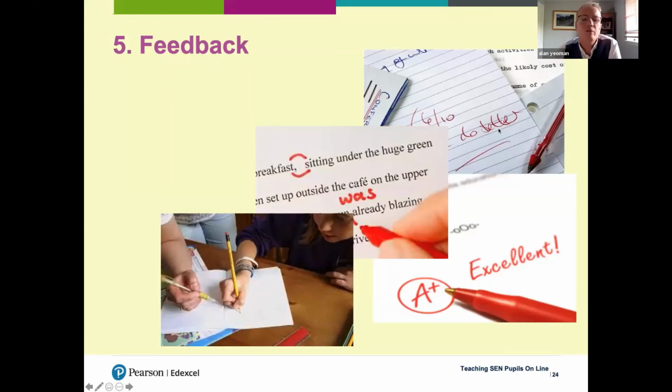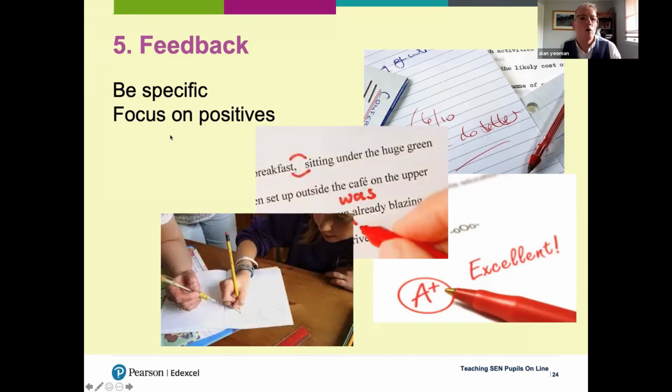What's the child meant to do with that? They've got no way of knowing. Okay, I could do better. Fine, how? We need to be very specific in our feedback. We need to focus on the positives and then say, right, now here's how to improve.